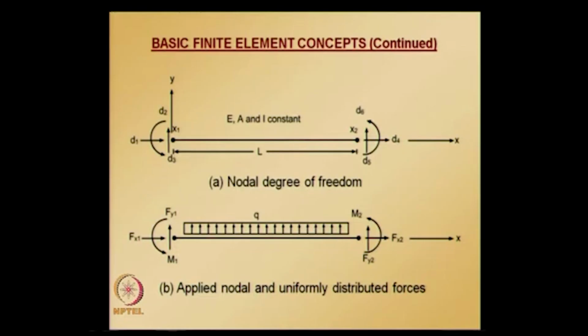So D1 and D4 are the degrees of freedom corresponding to axial deformation. We can write the element equations for these degrees of freedom using the axial deformation element equations that we learnt. D2, D3, D5, D6 are the degrees of freedom corresponding to bending. So we can use the element equation system corresponding to beam bending and write the element equations for these degrees of freedom.